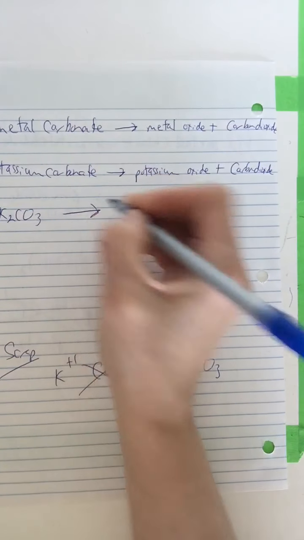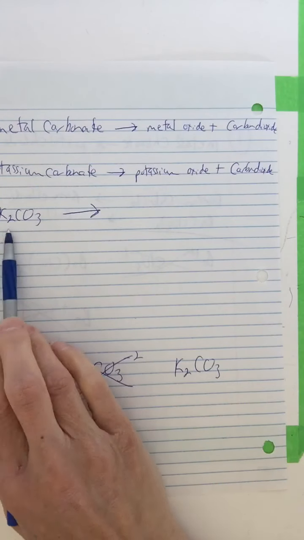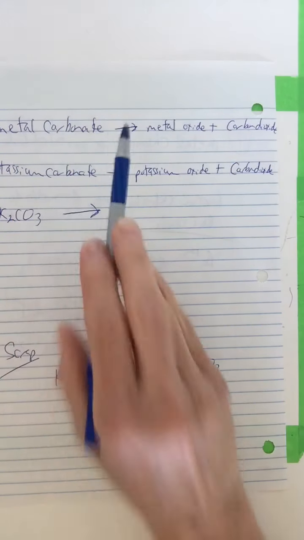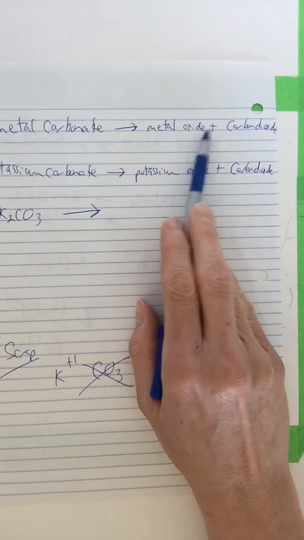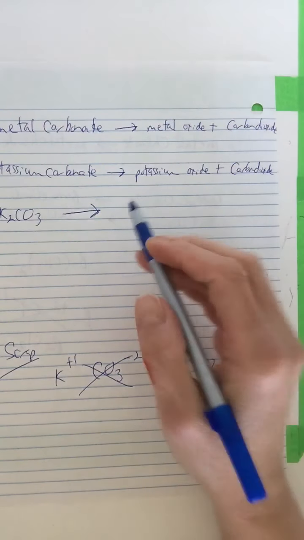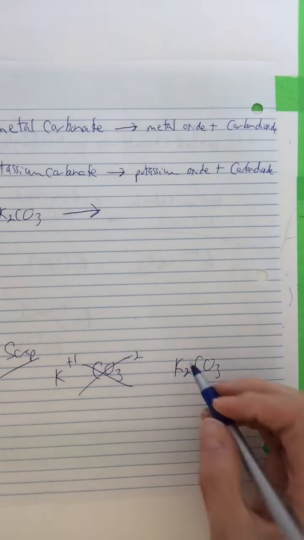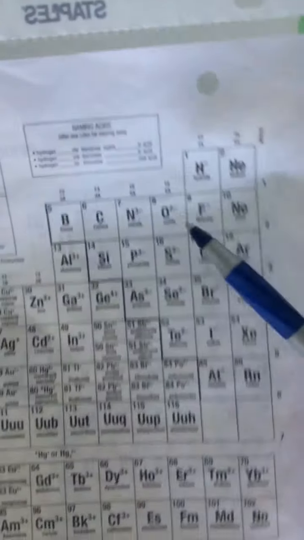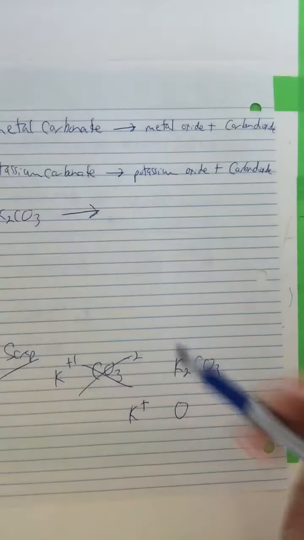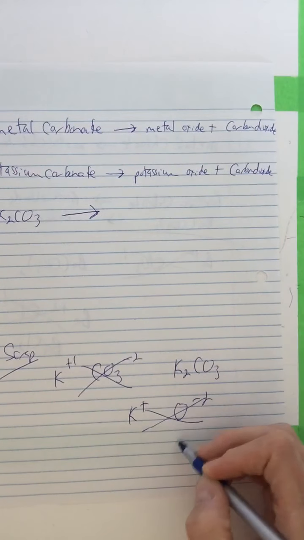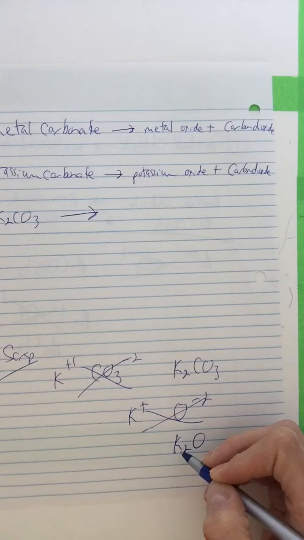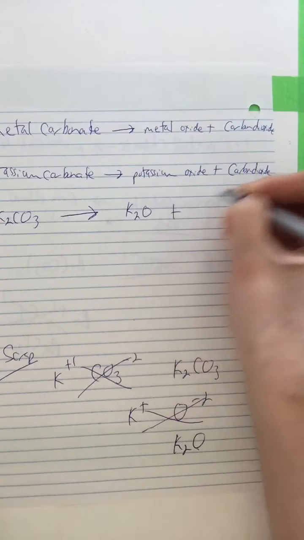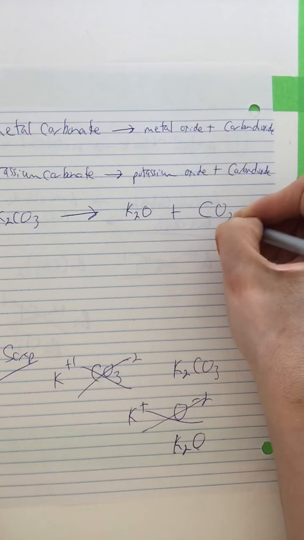How does that break apart? If you saw that in a question, you'd go, oh wait, it's a metal and a carbonate. Every single time it goes metal oxide plus carbon dioxide. So the metal is potassium. Oxide, you know, is oxygen here. It's a -2. So you get K2O in this case as the metal oxide. K2O plus carbon dioxide, CO2.